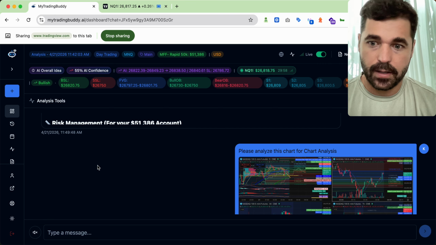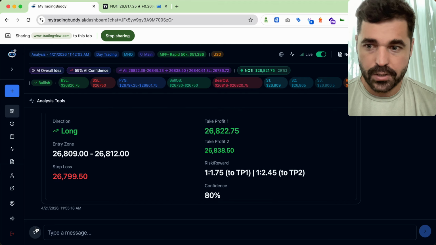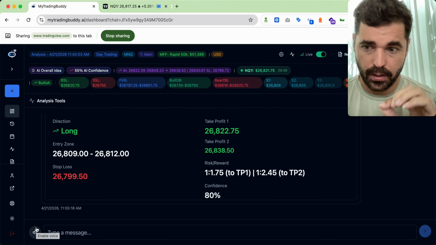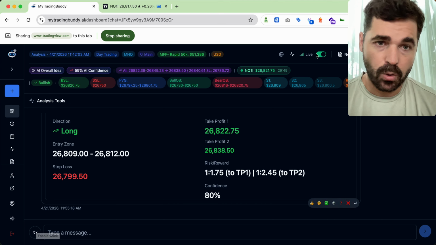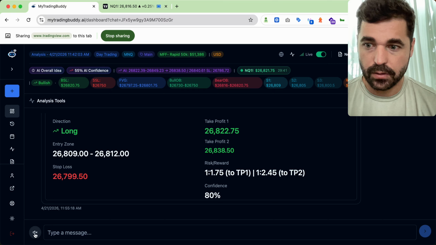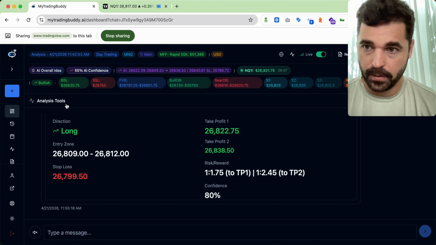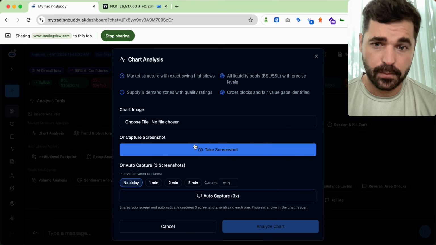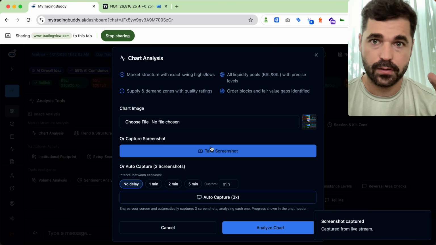Why I do that is because now the AI within the chat has the live price. The voice agent, which I'll show in a second, when you push it, it can see the screen. If you don't have live toggled, you can still push voice agent and you'll see a share screen button.